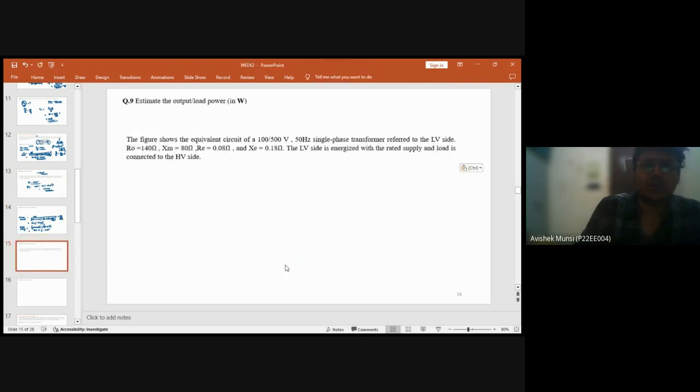The next part is output power by the load. Okay. So the next part is output power by the load. Try to solve it.